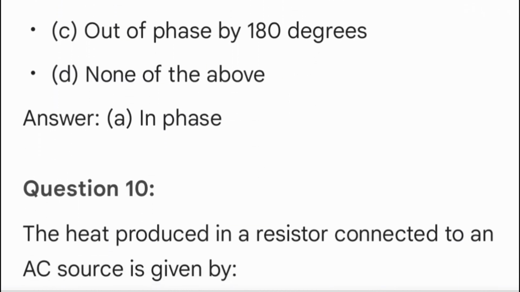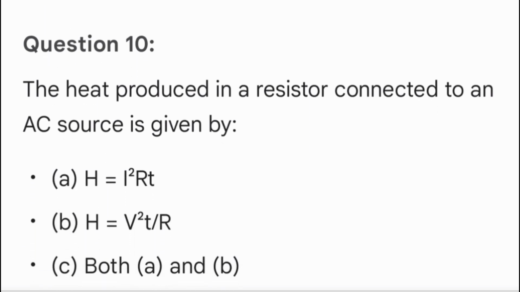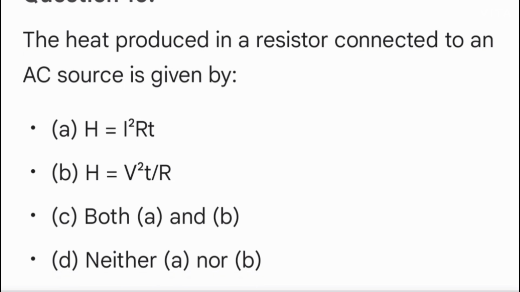Question 10. The heat produced in a resistor connected to an AC source is given by A. H equals I squared R t, B. H equals V squared t by R, C. both A and B, D. neither A nor B. Answer. C. both A and B.